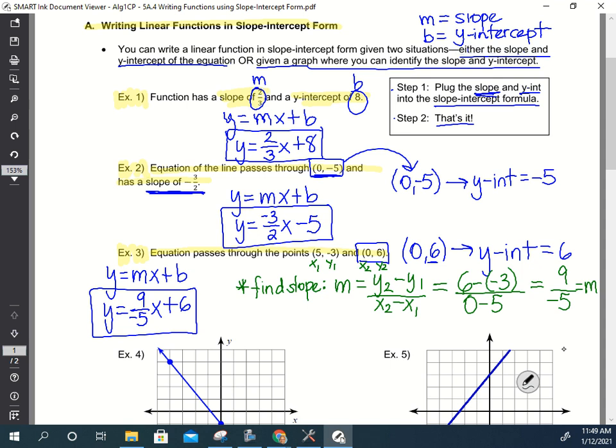So, let me leave these 3 up here for people who need to finish copying. You got 60 seconds to do that.